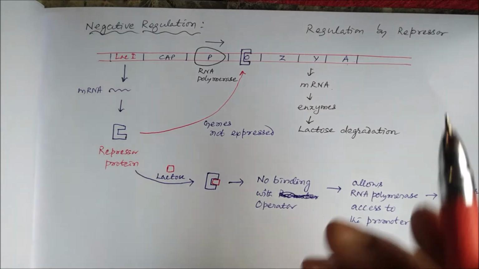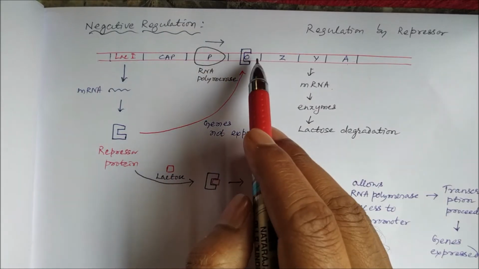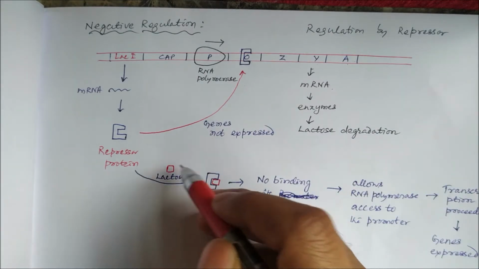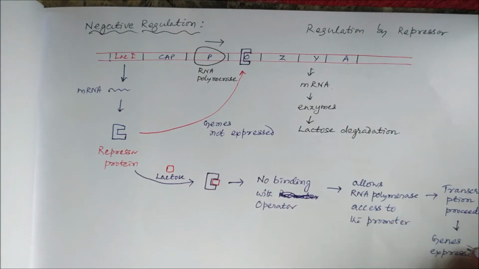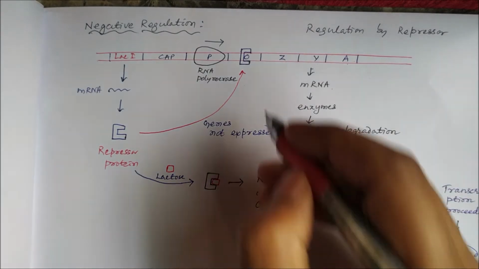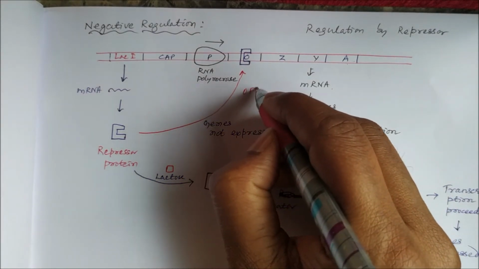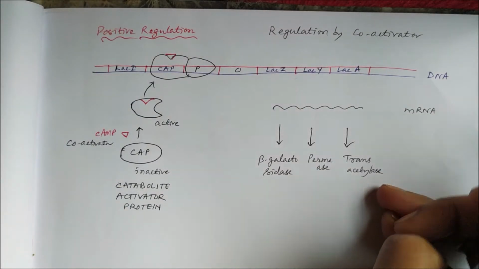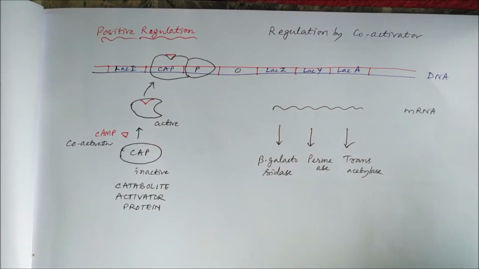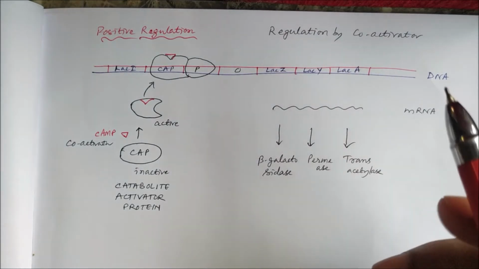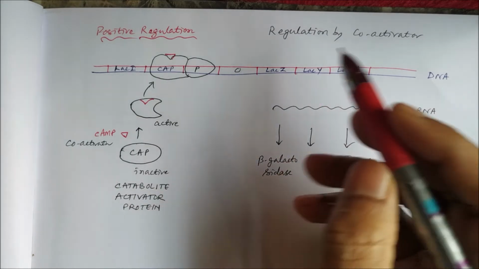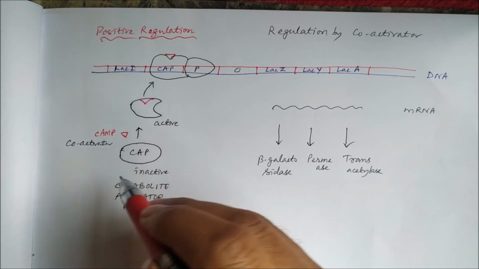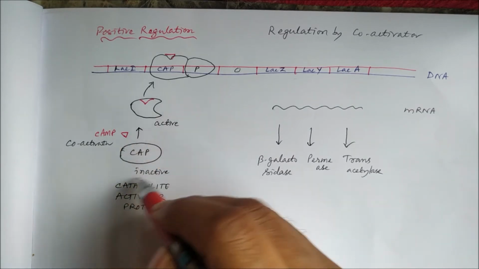When there is no lactose, gene expression is off, and when there is lactose, gene expression is on. So here normally this is off and this is on. Positive regulation: when this Lac Operon is regulated by the activator protein and the co-activator, we call it the positive regulation. So this catabolite activator protein is inactive.